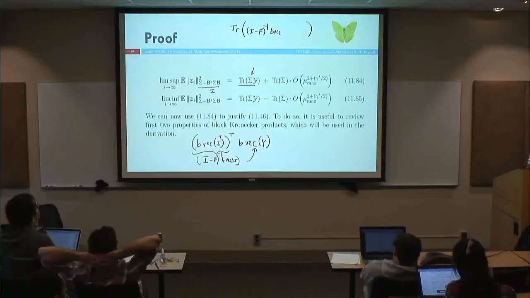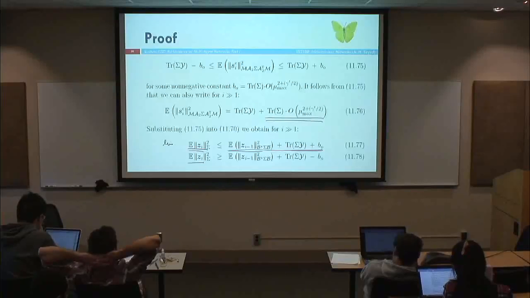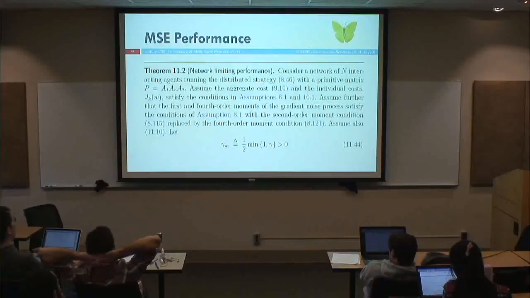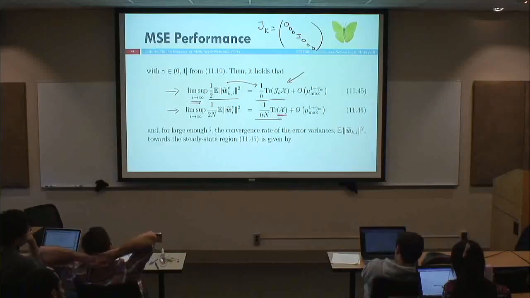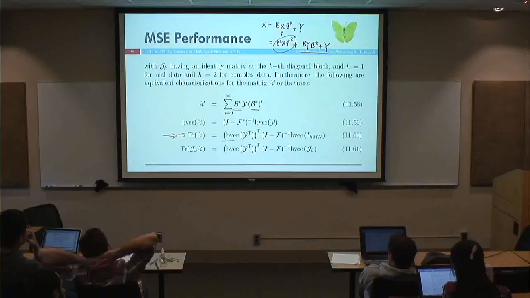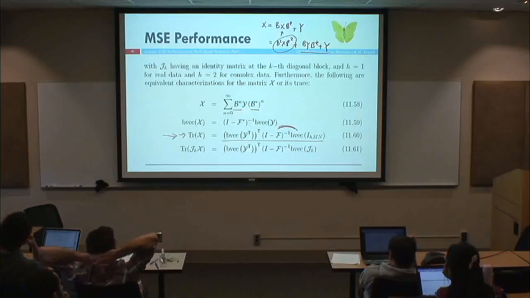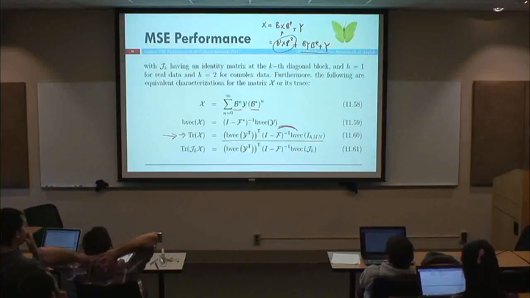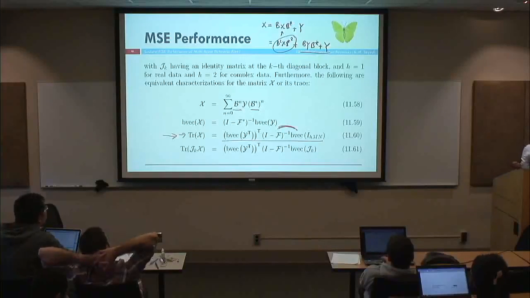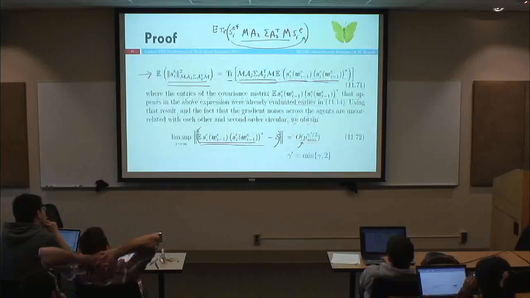Remember? Do you want me to go back, or do you remember? Let me remind you, because this is important. I told you that the answer will depend on the trace of x, and I gave you one of the expressions for the trace of x in terms of an inner product. You see here, the I minus F inverse b vec of I is this b vec of sigma that I'm getting, and the other is the b vec of y transpose. You can write the inner product as A transpose B or B transpose A. That's how you get it.